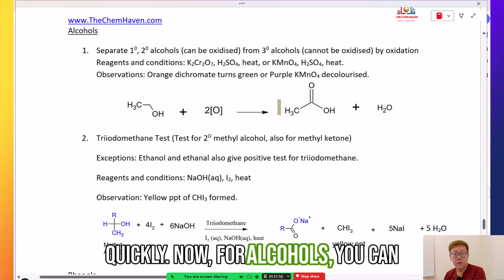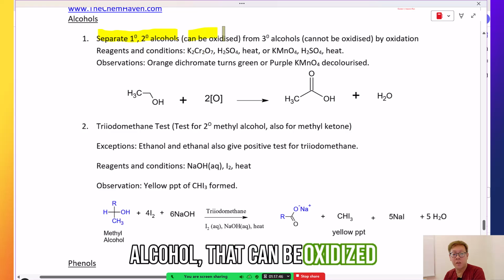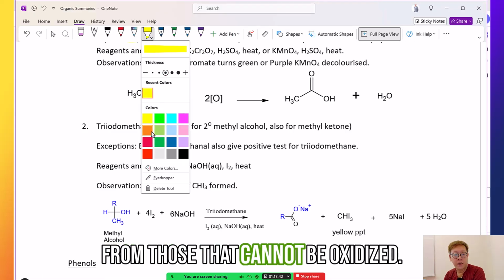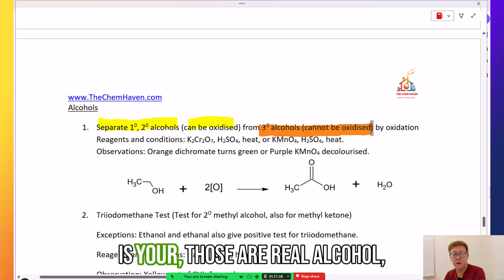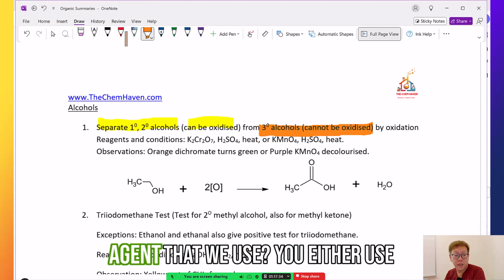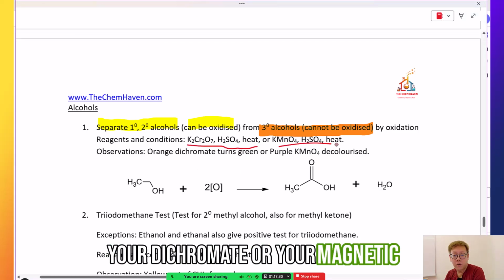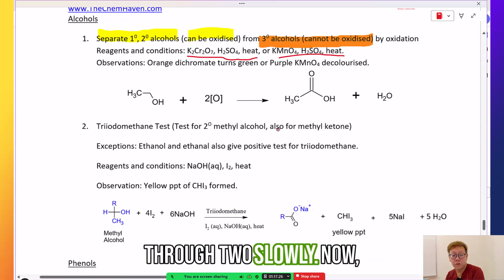Now, for alcohols, you can separate the primary and secondary alcohols that can be oxidized from those that cannot be oxidized. Now, the one that cannot be oxidized is your tertiary alcohol, right? So what are the oxidizing agents that we use? You either use your dichromate or your manganate. Clear? Yeah, very standard. So I don't want to go through too slowly.